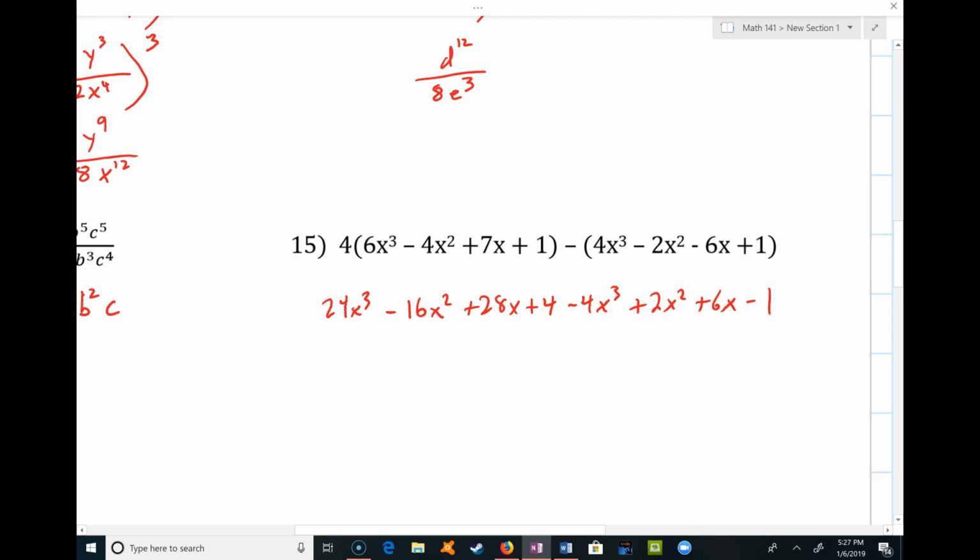Then we just got to look for like terms. 24x cubed minus 4x cubed, that'd be 20x cubed. And negative 16x squared and 2x squared, that'd be negative 14x squared. And 28x and 6x, that would be 34x. And 4 and negative 1 would be positive 3.